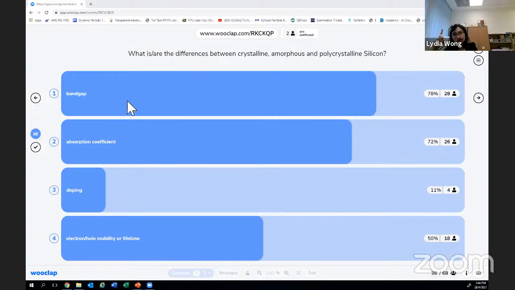Absorption coefficient changed one order of magnitude, 10 to the power 4 to 10 to the power 5, or 10 to the power 3 to 10 to the power 4. But electron hole mobility can change a lot. Why? Any guess? May I guess, Prof? Sure.